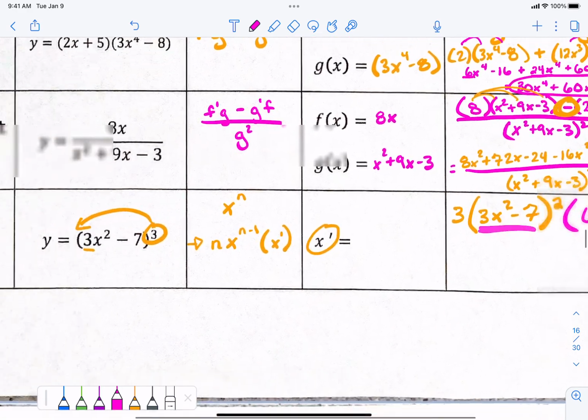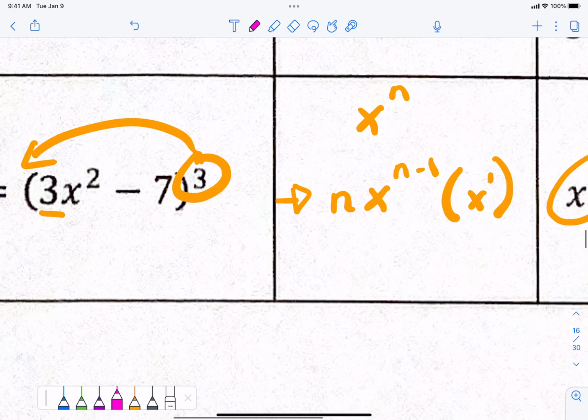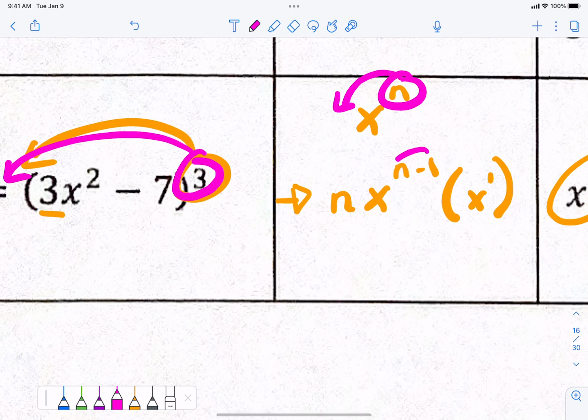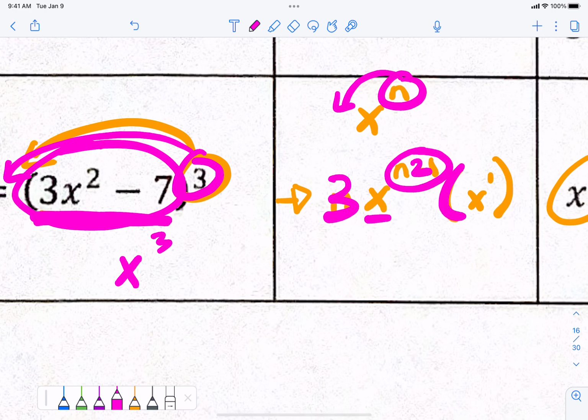Where did 6x come from? The rule right here is that you take this n, you bring it down in front. So the 3 came down in front, and we subtracted 1, that became 2. But because this stuff inside here isn't just x to the third power, it's a bunch of stuff to the third power, I also have to multiply by the derivative of what that is, the derivative of just the first thing. So the derivative of 3x squared minus 7 is 6x.